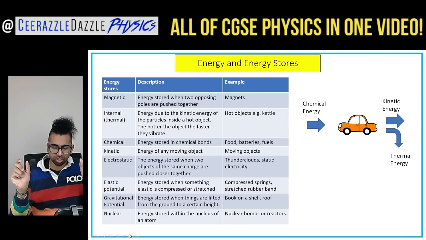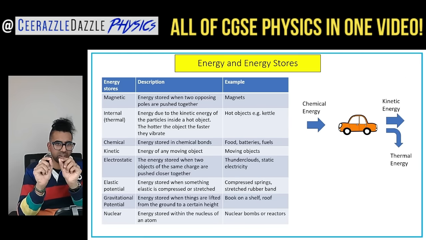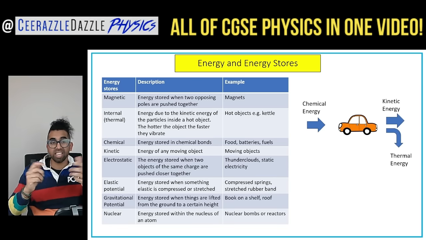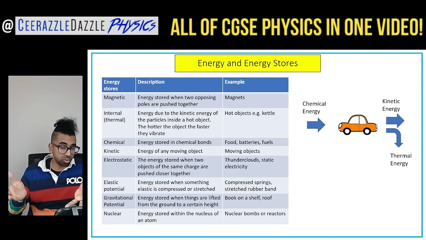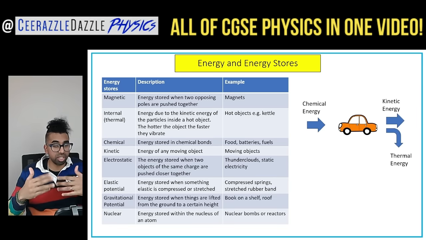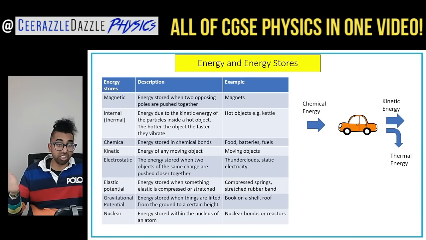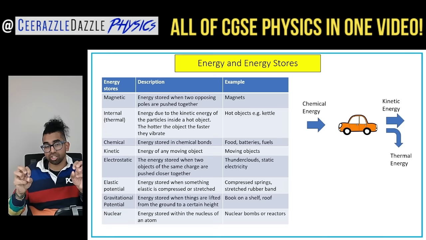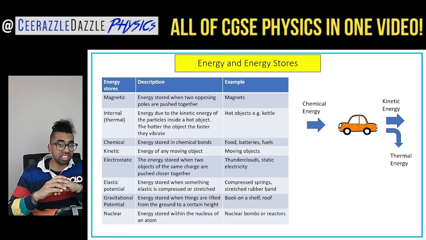Let's say you have two magnets, you put them together, opposite poles. Obviously, that's going to be magnetic energy stored. Internal: let's say you have a kettle, you turn it on, the particles gain kinetic energy, and they're moving around a lot. That will be internal energy. Chemical will be the energy stored within chemical bonds. Kinetic is going to be the energy of any moving object.